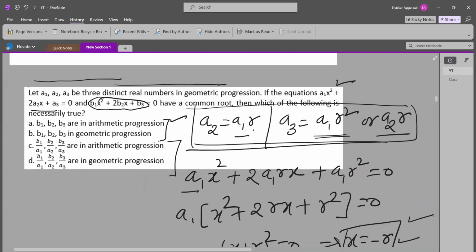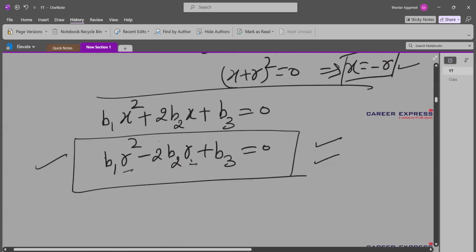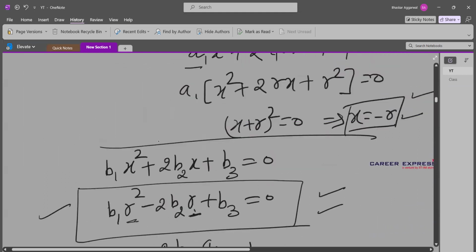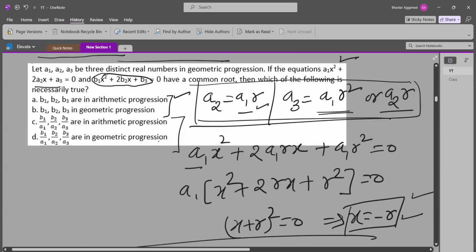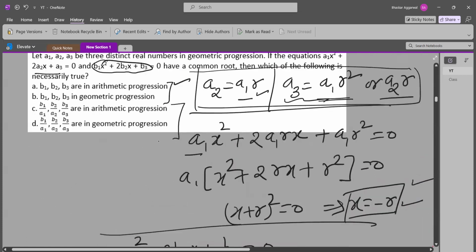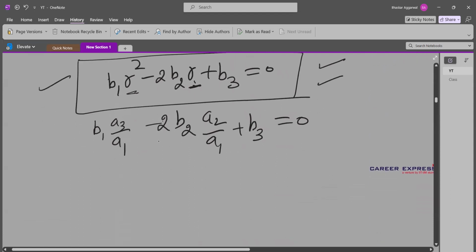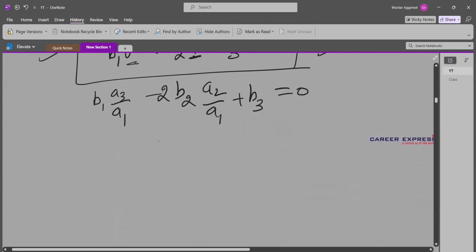I can say that r is a2 by a1. So in minus 2b2r, r can be replaced with a2 by a1. And we have b3 here. Then r² can be replaced with a3 by a1, because a3 is a1r². So this becomes the new equation. Now this equation does not have any r, but it has some b's and some a's. So let us see what can be done from here.